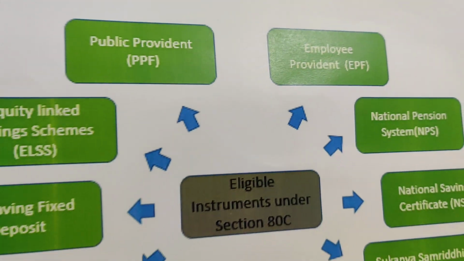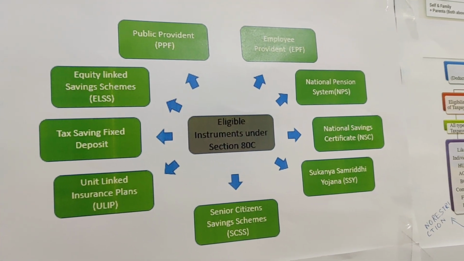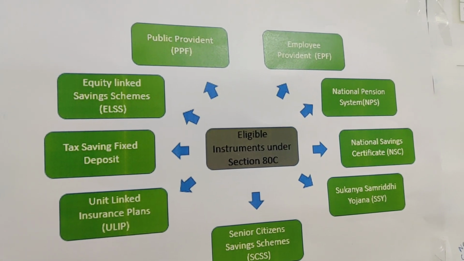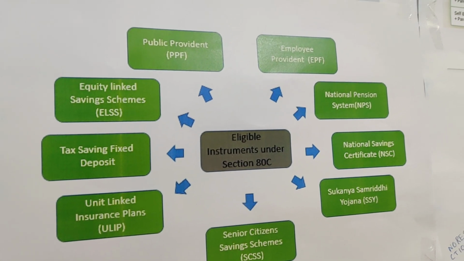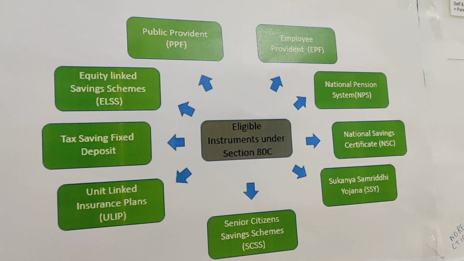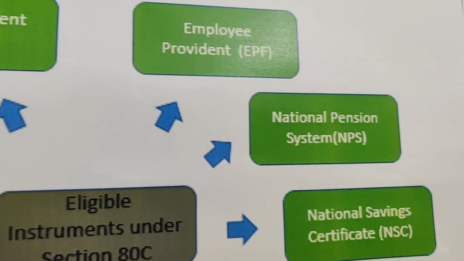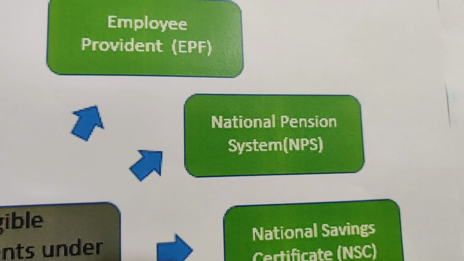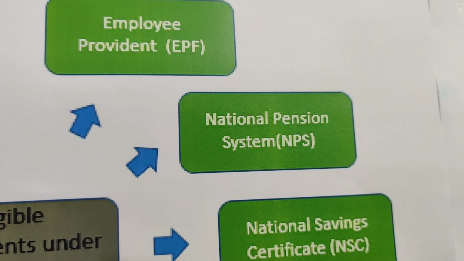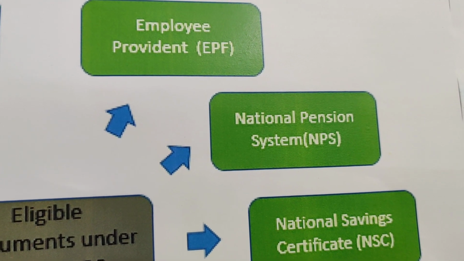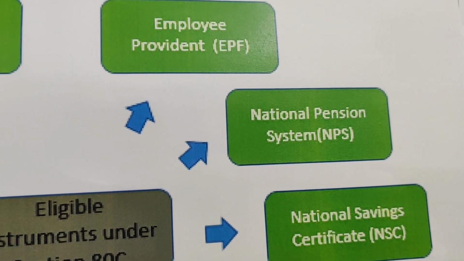So these are basically the areas. If you invest, then you are entitled to get the deduction under 80C. The deduction under 80C is maximum 1,50,000. But if you make some investment in national pension system, then you are entitled to get an additional deduction of 50,000.